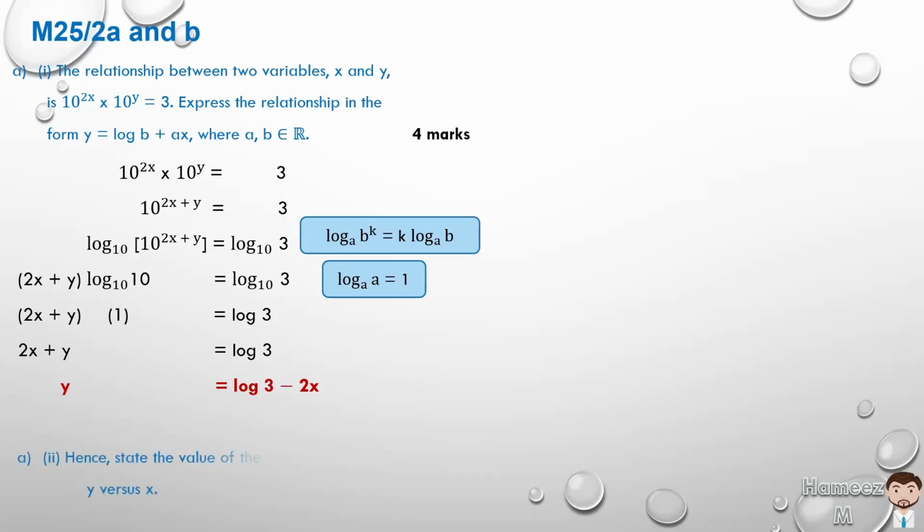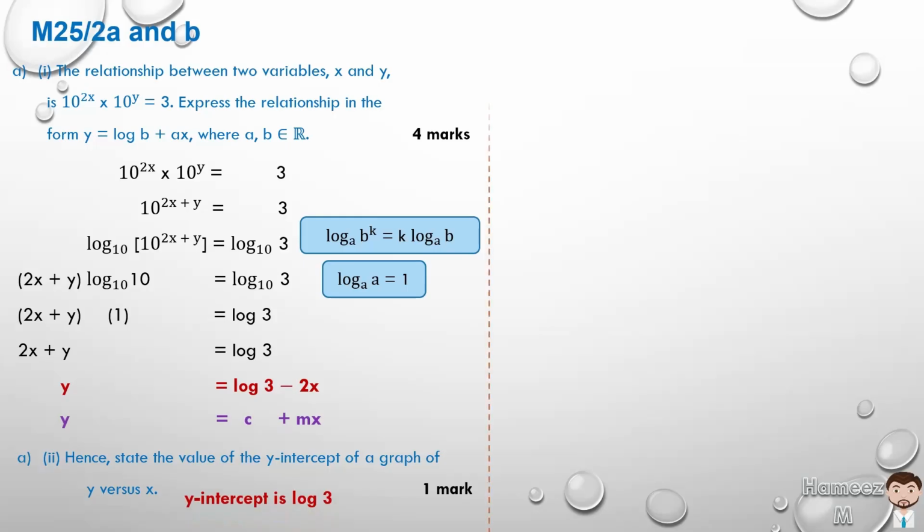Let's now go on to part 2. Hence, state the value of the y-intercept of a graph of y versus x. If we consider a straight line graph, y is equal to mx plus c, that's normally the standard in many of the textbooks, m being the gradient, c being the y-intercept. Well, in this case here, look where x is. It's just a rearranging of mx plus c to be c plus mx, and it's still a straight line. So the gradient m is minus 2. But what is the question asking us for? It's asking for the y-intercept. The y-intercept is c. So the y-intercept is log 3.